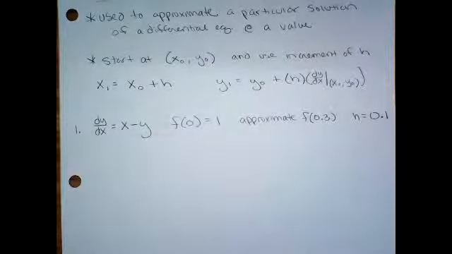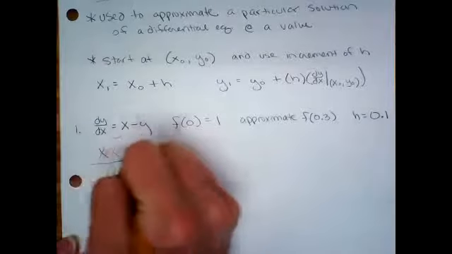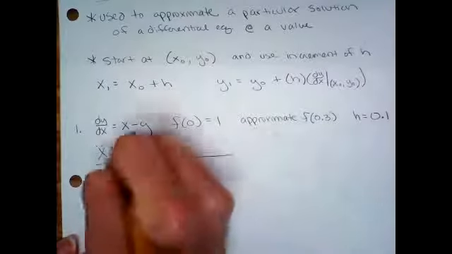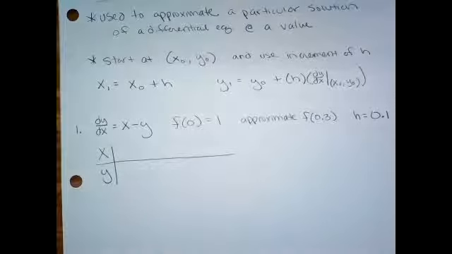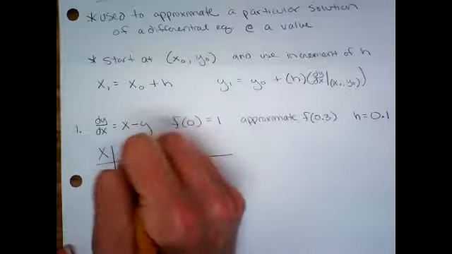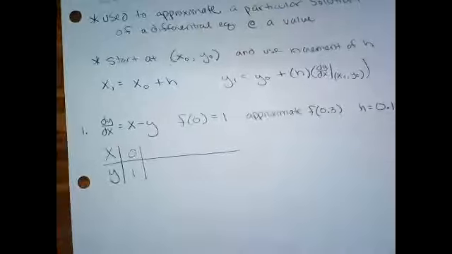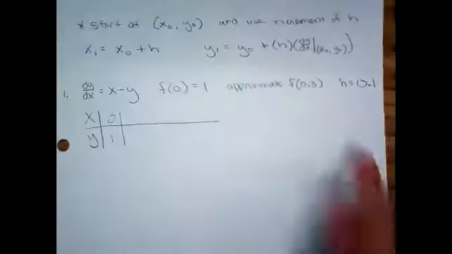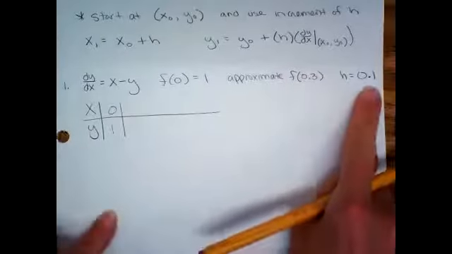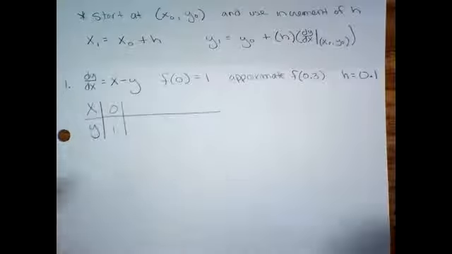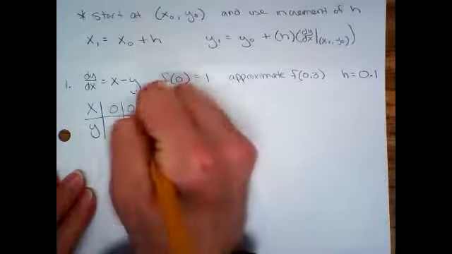So make a table. We're going to make an XY table. And we're going to start at the starting point, the first one that they gave us, which is 0, 1. Now the x's are really easy to get. You just keep on adding h. It's the y's that are a bit of a fight. But our step size is 0.1, so we're just going to keep adding 0.1. So 0 plus 0.1 would be 0.1.